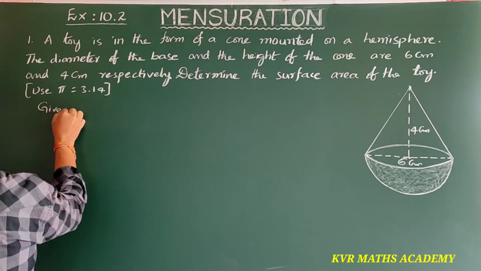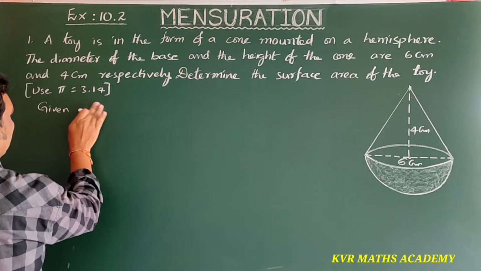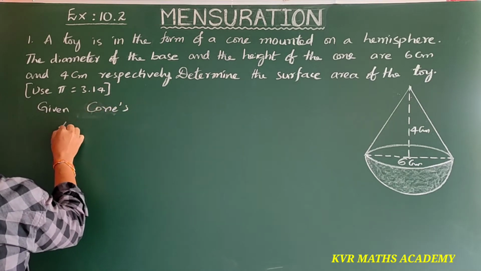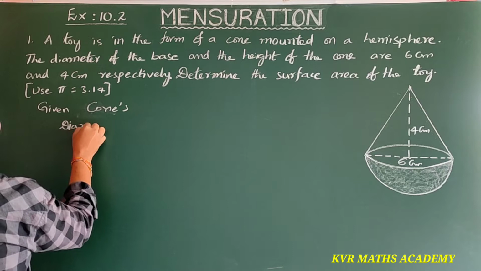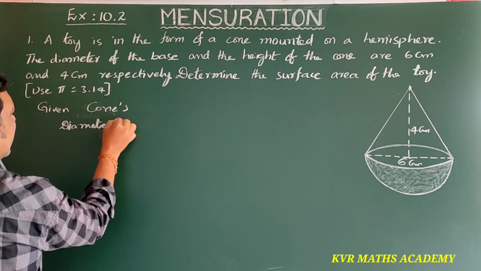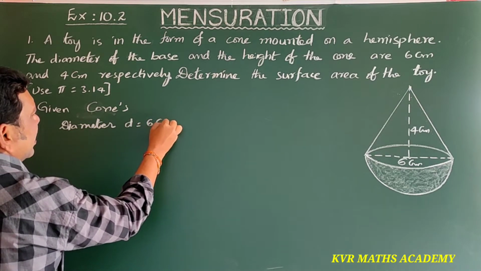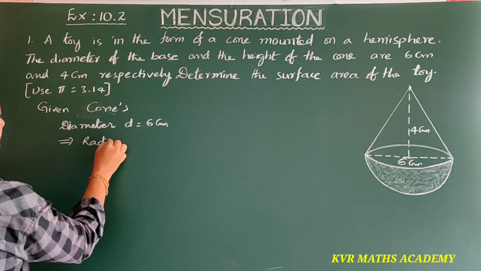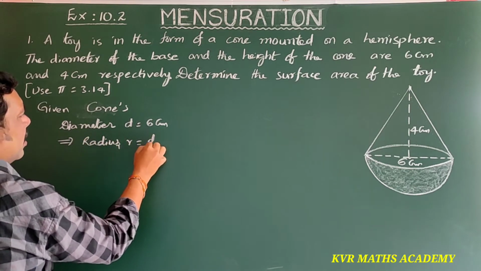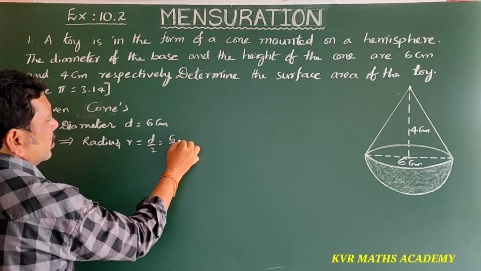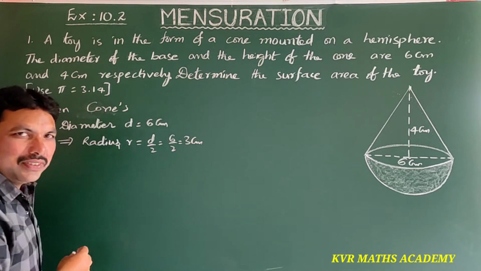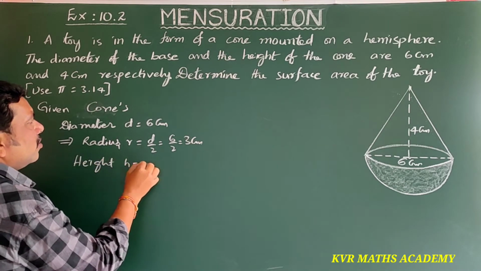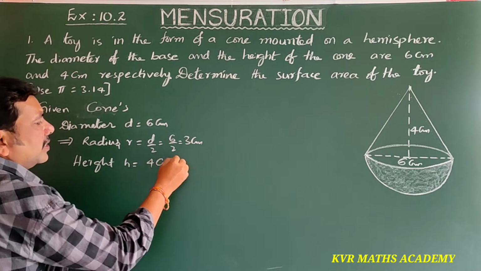So write down first. Given, cone: diameter D is equal to 6 centimeters. That implies its radius R is equal to D by 2, that is 6 by 2, which is 3 centimeters. Next, its height H is equal to 4 centimeters.